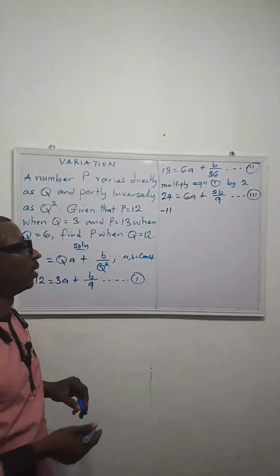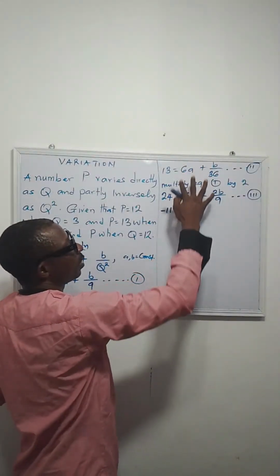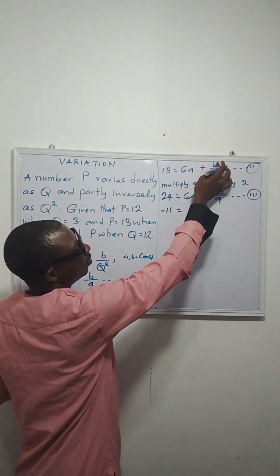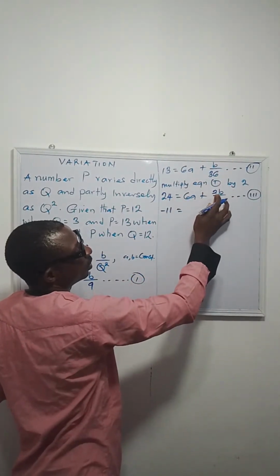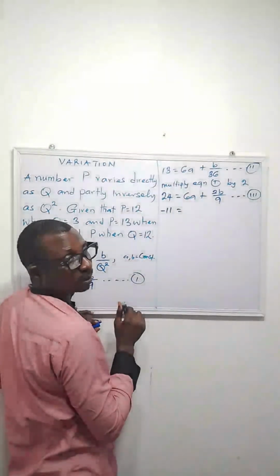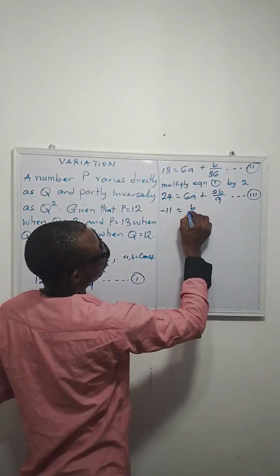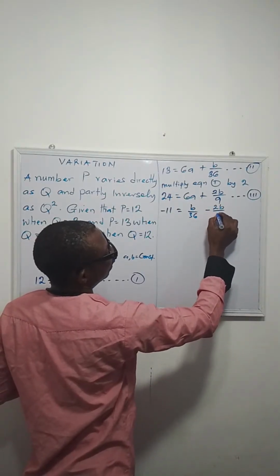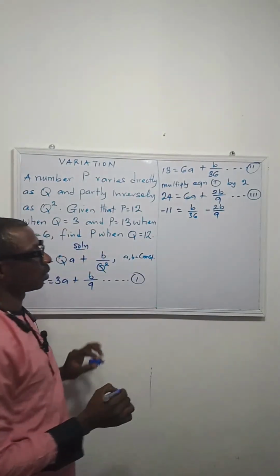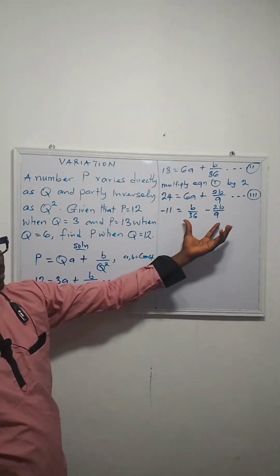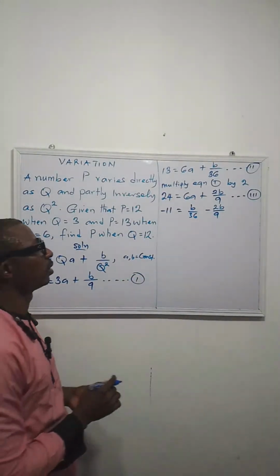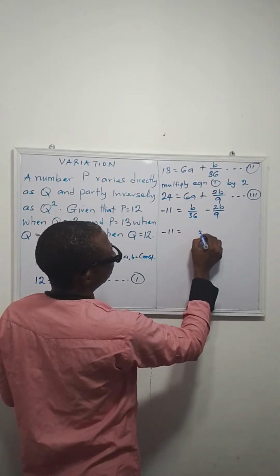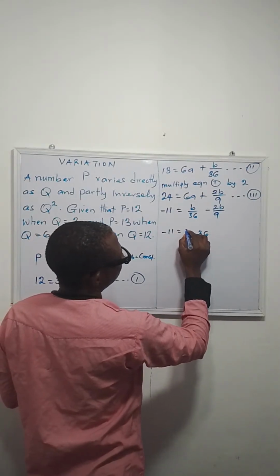Now 6a minus 6a gives you 0. Now we have b over 36 minus 2b over 9. So how do we do this? You find the LCM of the denominators. And that is what? That is 36.